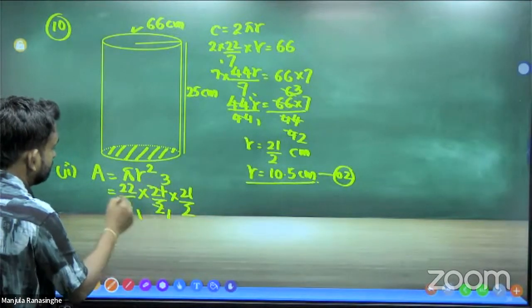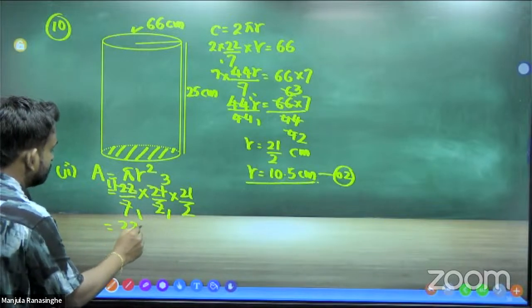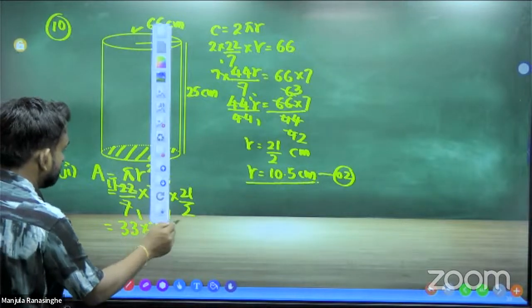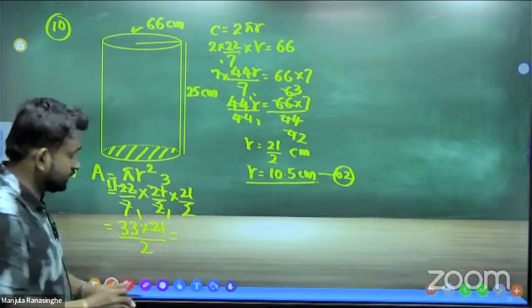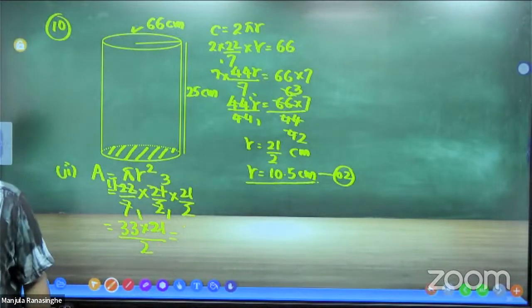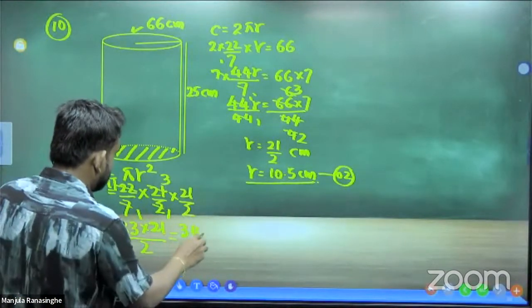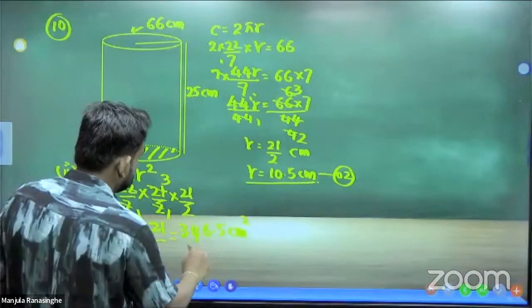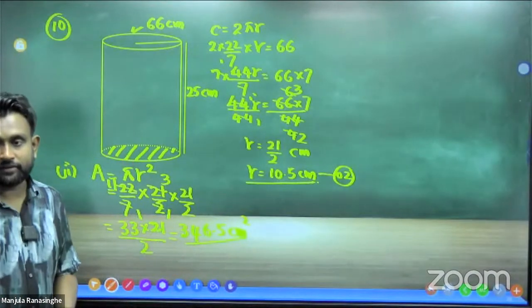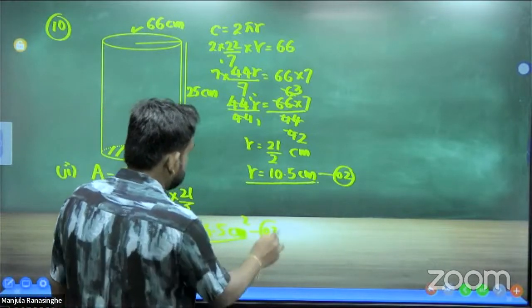7 threes are 21, 2 and 2, 11. Then the final answer is 33 into 21 upon 2, right? That gives you 346.5 square centimeters. Right, for that part you have 3 marks there.